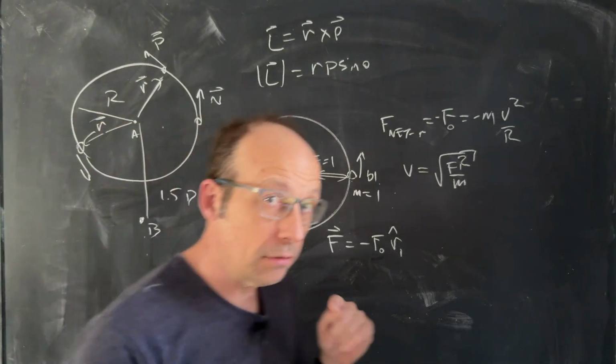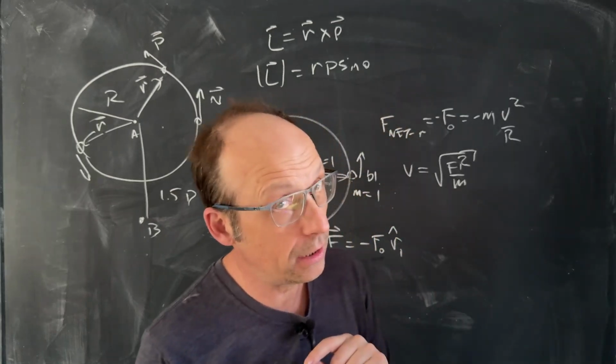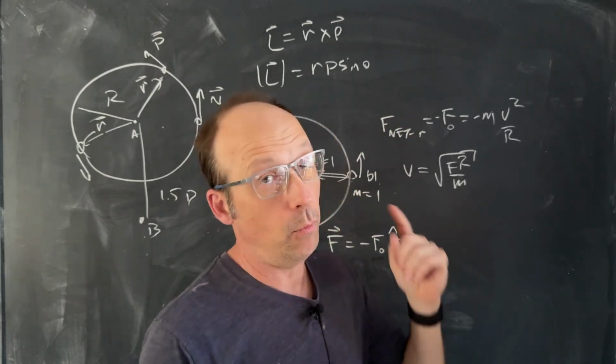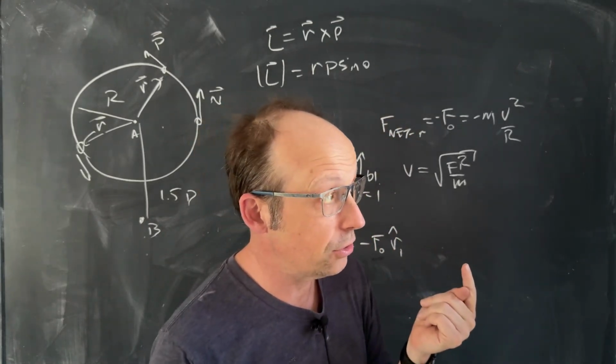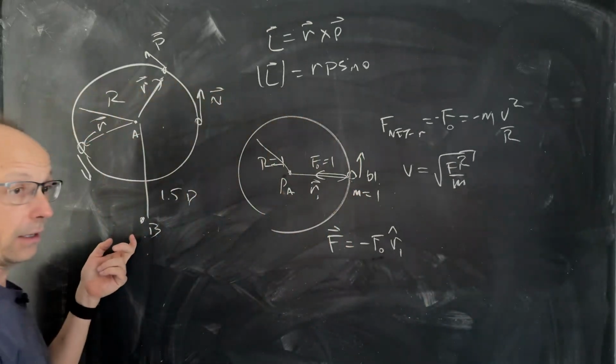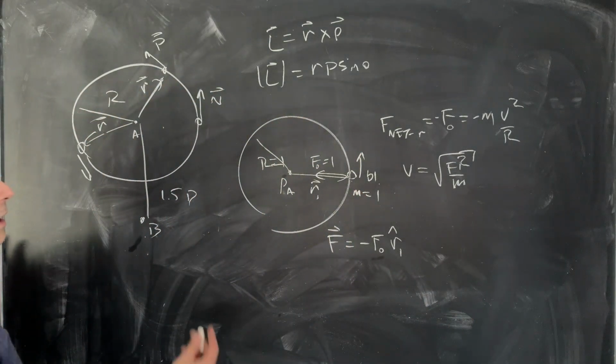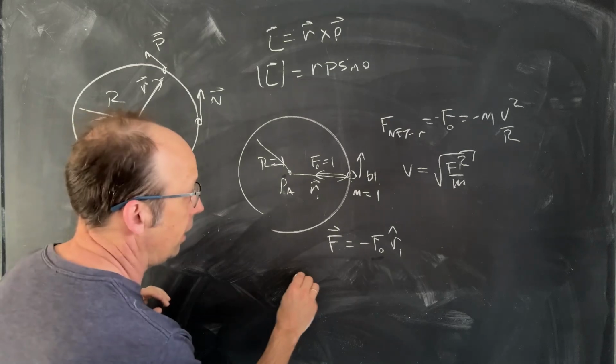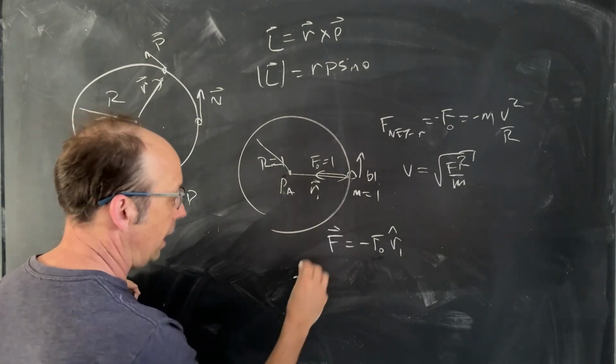So if I switch my point about which I calculate the angular momentum, what would happen? Would it still be constant or would it change? What do you think? Well, let's just look at a couple cases. I'm going to put it over here. I don't know why I'm moving over there.